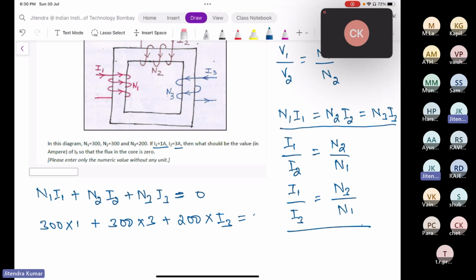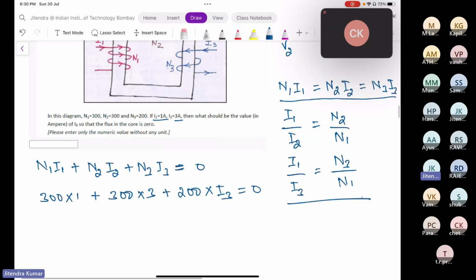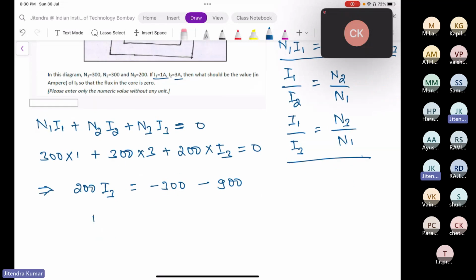Four ampere, sir. Okay, we will see what it comes out to. It is equal to, I am sure it should come in minus, right? It should be negative. Minus 900. So I3 will be minus 1200 divided by 200. So it will come out to be minus 6 amperes.